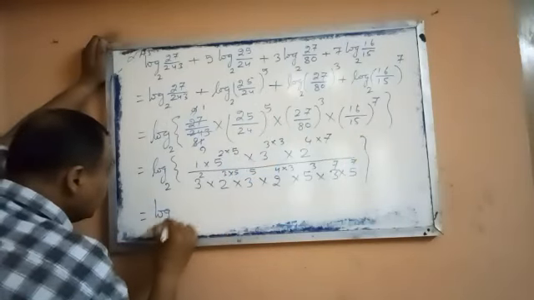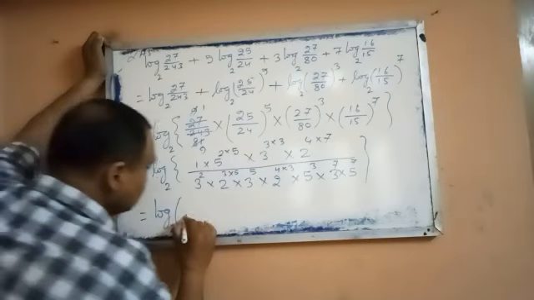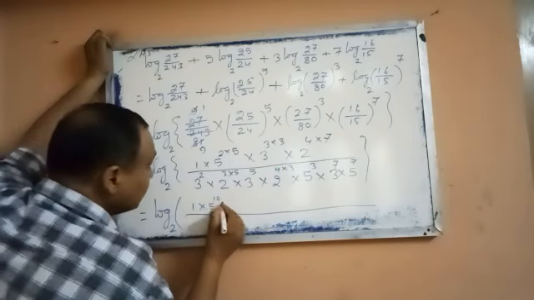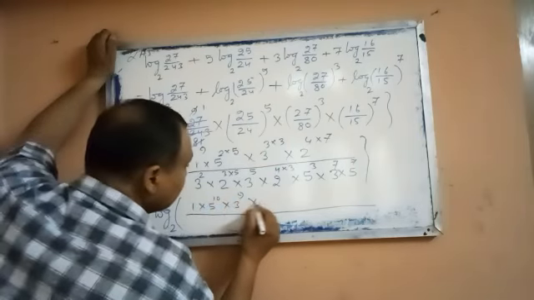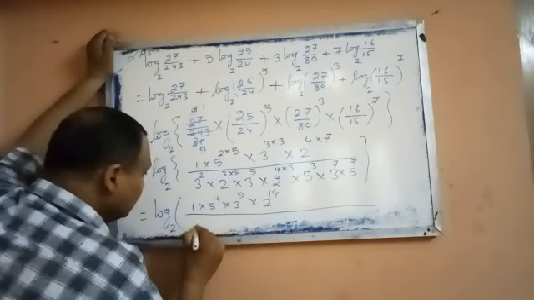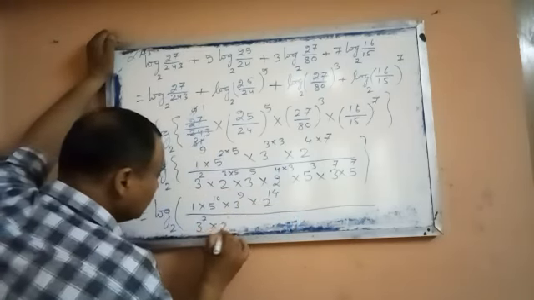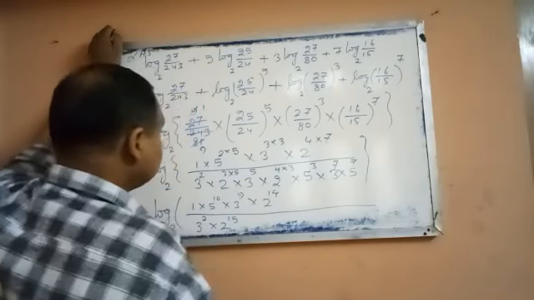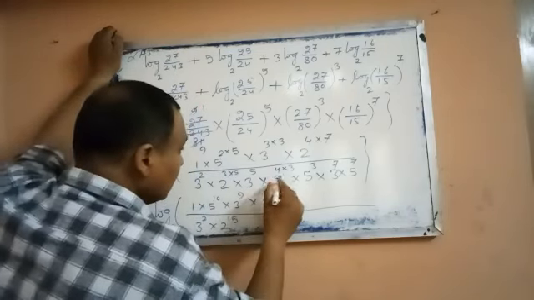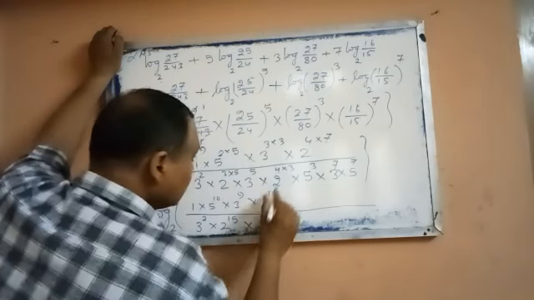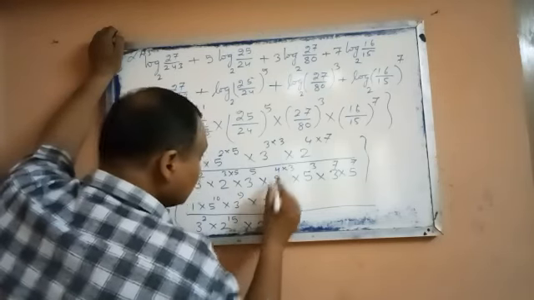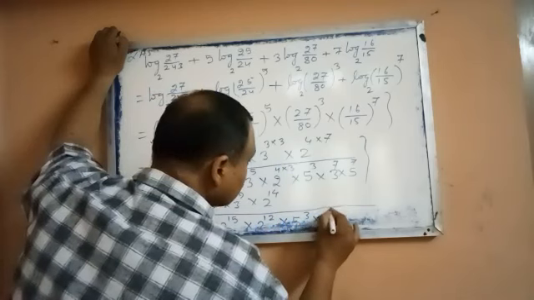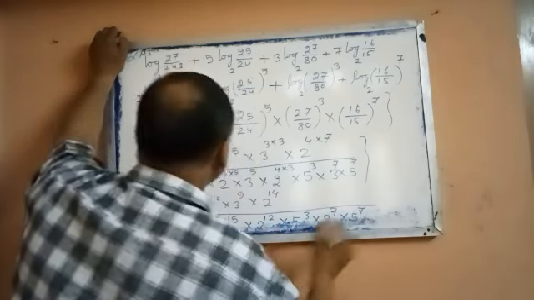So here we will write log base 2, here 1 into 5 to the power 10 into 3 to the power 9 into 2 to the power 14, down 3 square into 2 to the power 15 into 2 to the power 4 3s are 12 into 5 cube into 3 to the power 7 into 5 to the power 7.